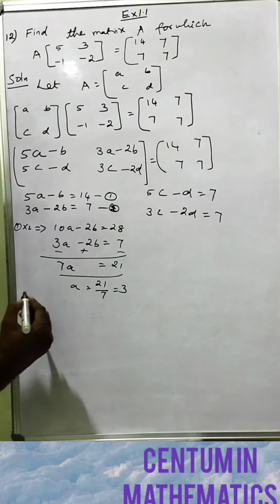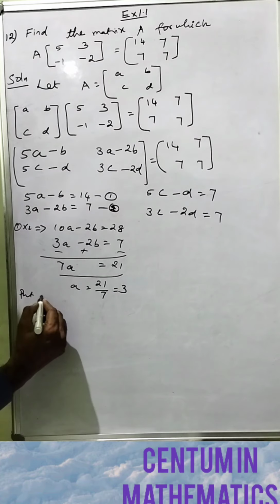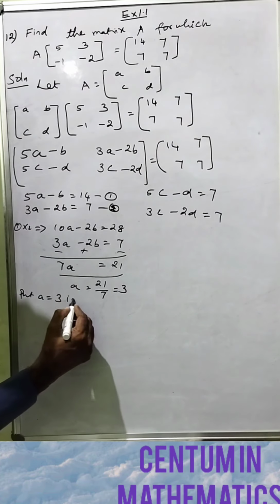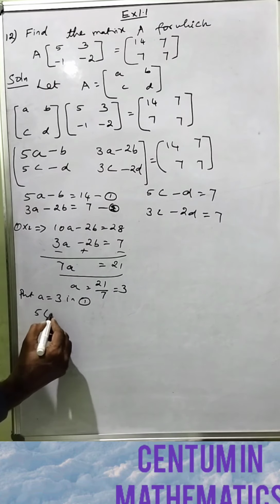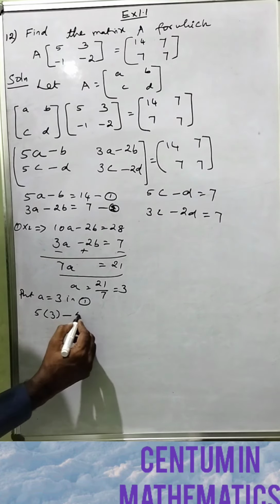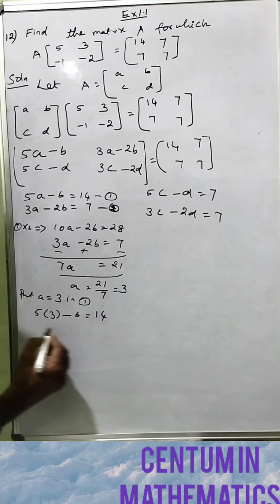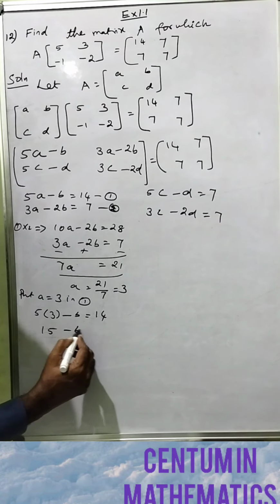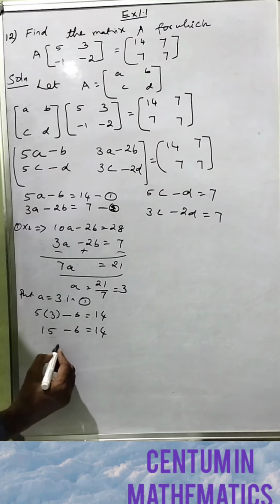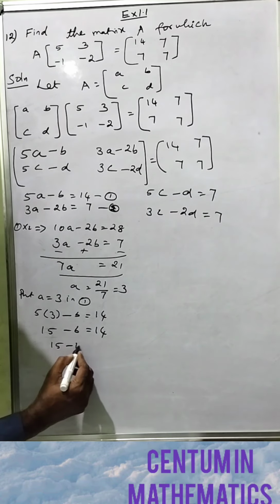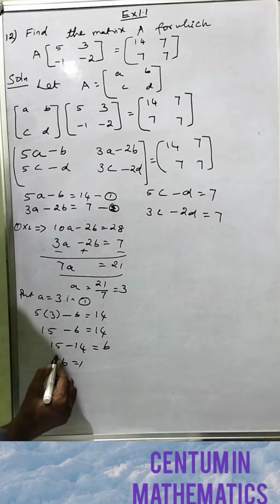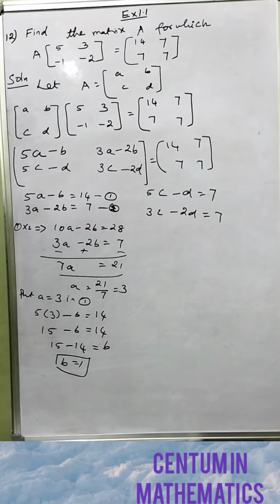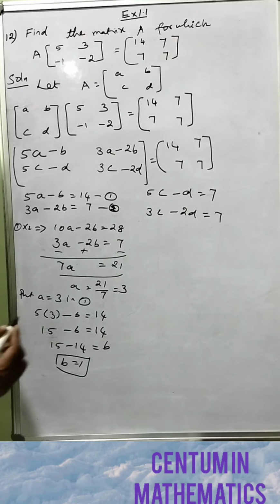A value apply in 1. Put A equal to 3 in 1. So apply it in 1, 5 into A value 3 minus B equal to 14. So 15 minus B equal to 14. So 15 minus 14 equal to B. So B value you may get 1. We may get A value is 3 and the B value is 1.